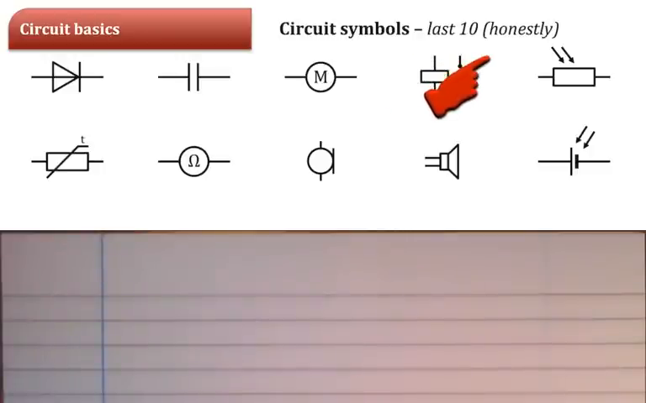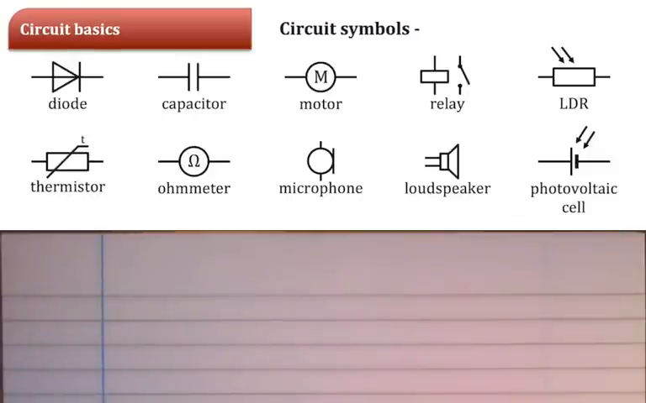So this is a component which actually consists of 2 parts. This part on the left is the coil, which acts as an electromagnet. This part on the right, that's the switch. Okay, so take a good look at those, and I'm going to show you these answers. And here they go.